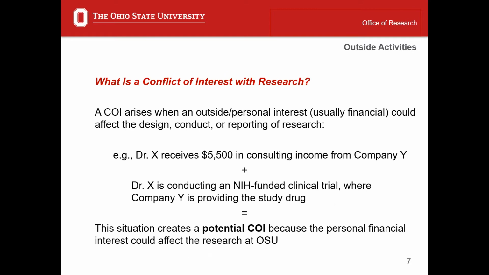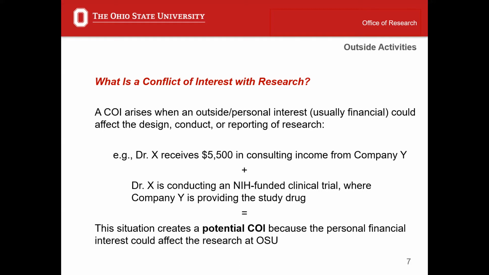Now we can get into conflicts of interest with research and give you a real textbook, simple example. So a COI in research would arise when someone's outside or personal interest, usually a financial interest, could affect the design, conduct, or reporting of university research.